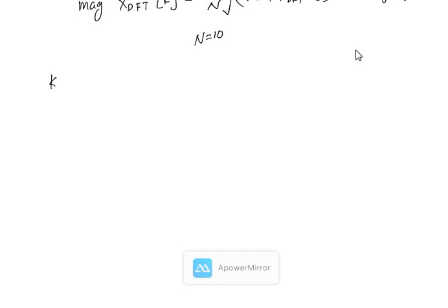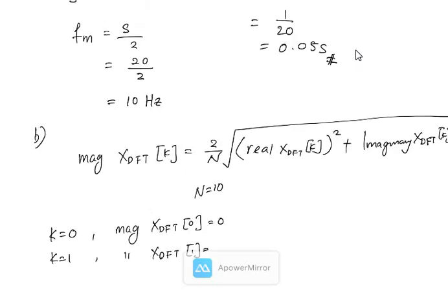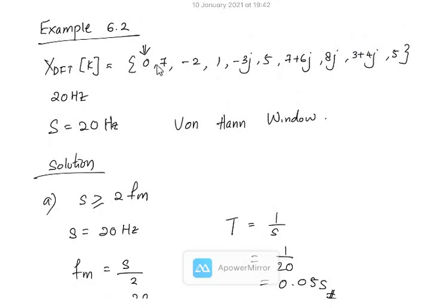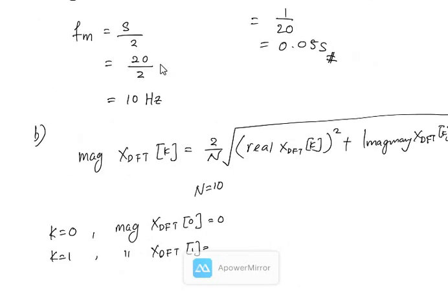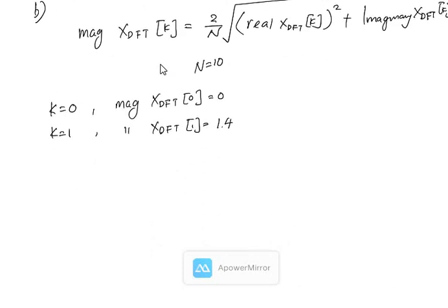So I have calculated for k equal to 0, and the magnitude of X_DFT(0) is equal to 0, based on the X_DFT value. So when k equal to 1, the magnitude of X_DFT(1) is equal to, now you have the 7. So 7 squared plus, you don't have the imaginary, so plus 0 squared, and square root, multiplied by 2 and divided by 10. So I get 1.4. And when k equal to 2, magnitude X_DFT(2).